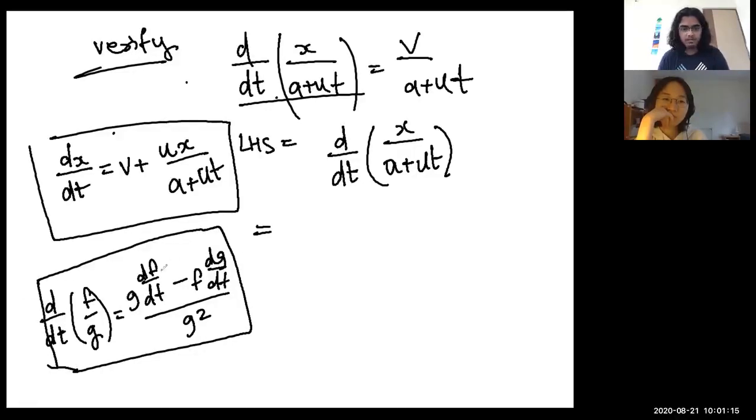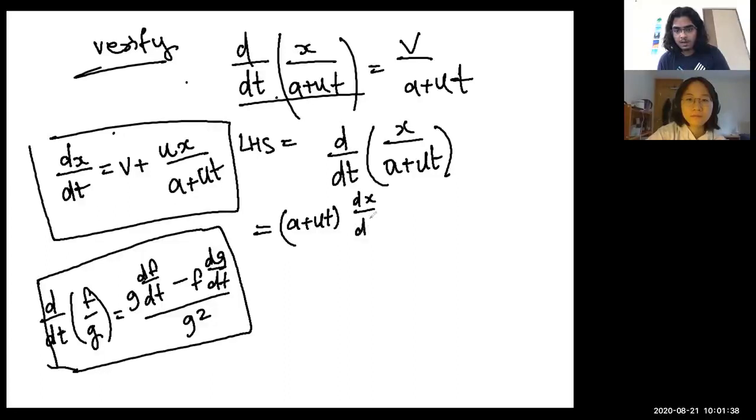Even if you don't know this, you can get this easily from the product rule and imagining 1 over g to be a function. But that's just an aside. So let's use this quotient rule and differentiate this in the simplest way. So we first have g, a plus ut, and dx by dt, minus x and the differentiation of a plus ut.